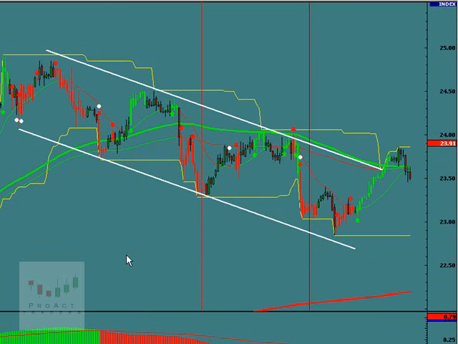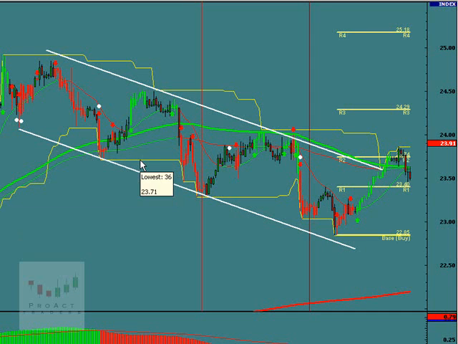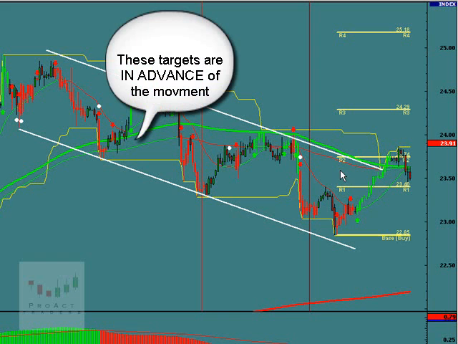We have a special tool on our charts called an HSI, and that tool uses Fibonacci values as well as support and resistance, all put into one tool. We simply find a low if we're a buyer, or a high if we were a seller, and we click on it, and it gives us the resistances in advance up the chart as to where the market should stall out. You can see that they stalled right out here at the R2, and then they turned.